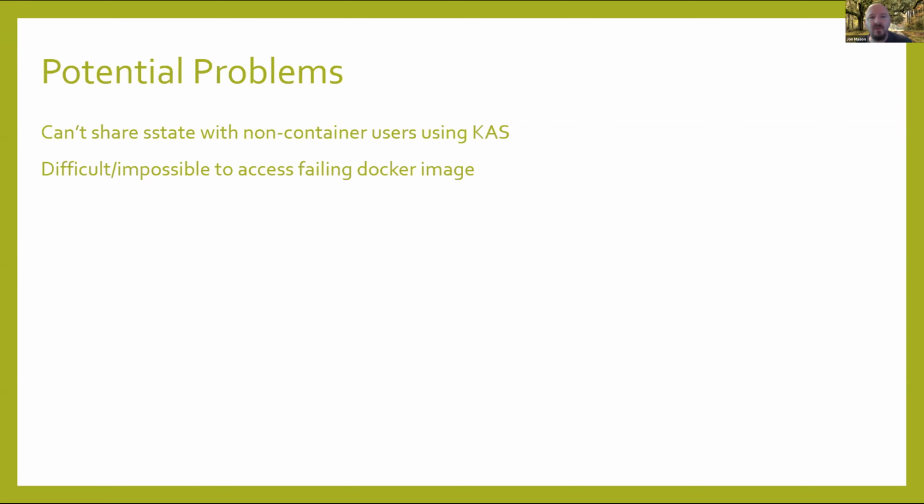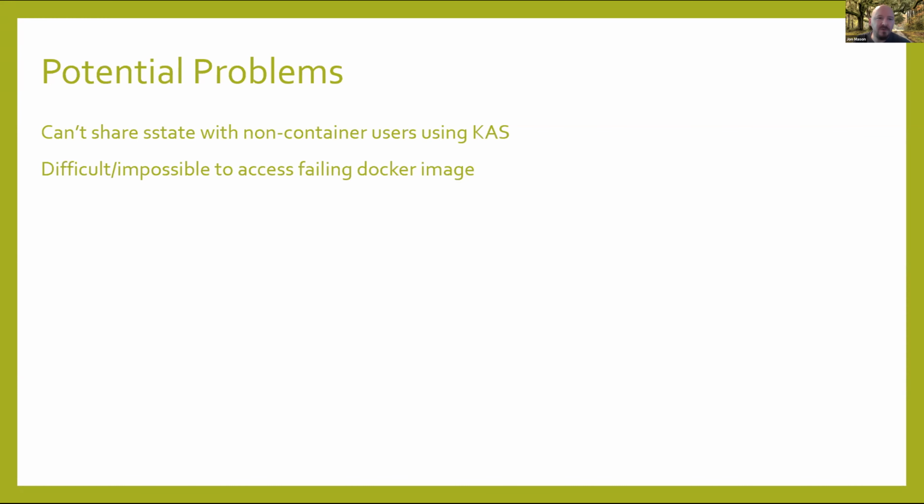So you can't share S-state with non-container users using CAS. What does that mean? If you have an existing S-state on your desktop and you run Docker on there, you will get user collisions of all kinds of permissions in your S-state, and then you get to chmod the S-state, which on my desktop took about half an hour. It might take longer if you have more than half a terabyte of S-state, which is actually pretty small. And the same for DL_DIR.